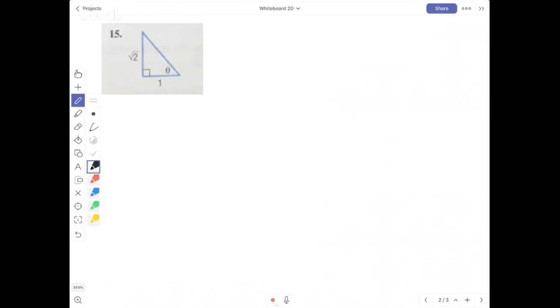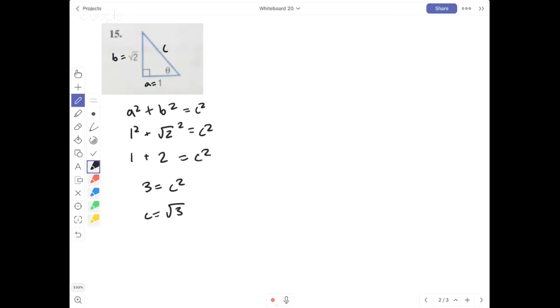So here I have a right triangle. I have to find the third side and then find the 6 trig functions of the angle theta. So I'm going to start by finding side c. I'm writing that a squared plus b squared will always equal c squared. There's side a. There's side b. So 1 squared plus root 2 squared equals c squared. So 1 plus 2 equals c squared. So 3 equals c squared. So c equals the square root of 3.